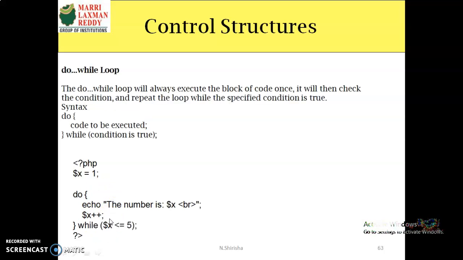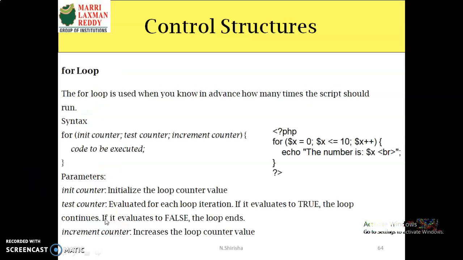Similarly, do while: $x equal to 1, and what happens if you use do while? It will always execute the block of code once, then you check the condition, and then again it will go inside the block until the condition becomes false. So until the condition is true, it will go into the loop and get executed. That is do while. Similarly, the for loop. We have also used the for loop in our previous session. So similarly, normal initialization, condition, increment, then print statements.